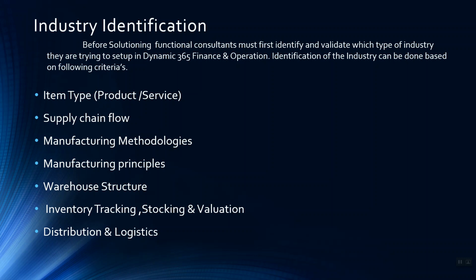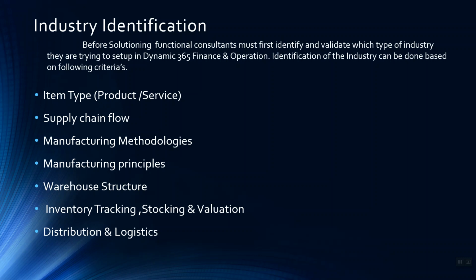Whatever industry you are working with, you should understand what type of item it sells, whether a product or a service. Secondly, the most important thing is their supply chain flow. You must be very thorough about how the supply chain flow happens. This is applicable only for tangible products. For a service item, there is no flow.